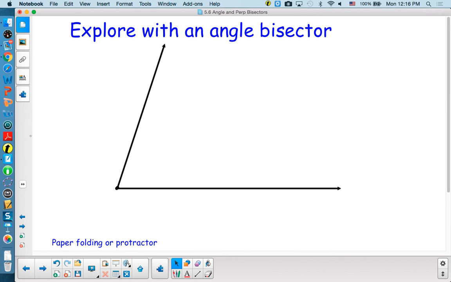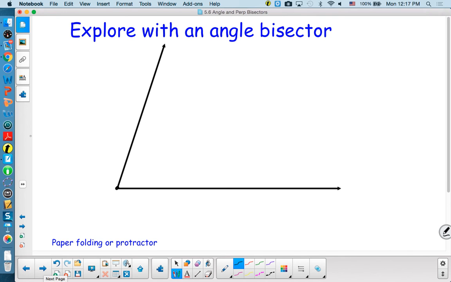Okay, now we're going to switch to angle bisectors. I need you to grab a protractor because I'm going to have you do that with the protractor. An angle bisector, I know we've talked about before, cuts an angle exactly in half. So grab your protractor and make yourself an angle similar to what you see. Measure that angle.